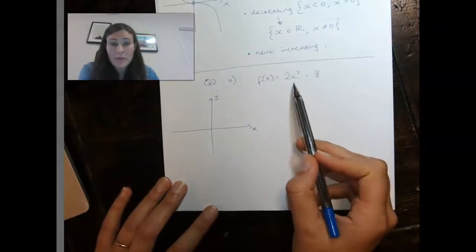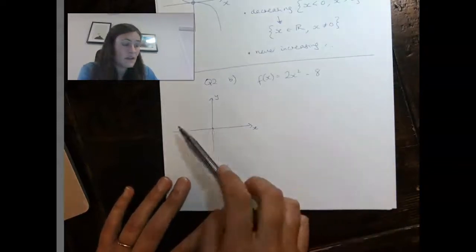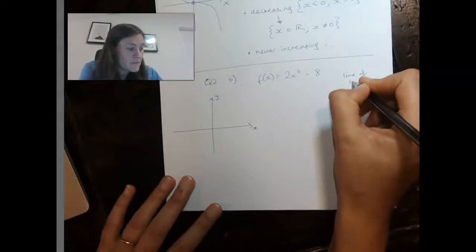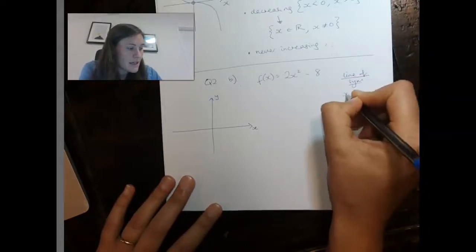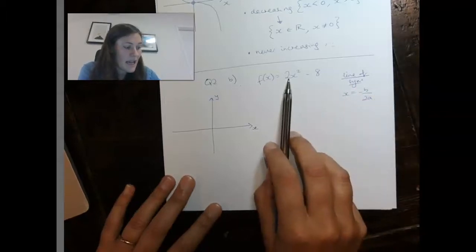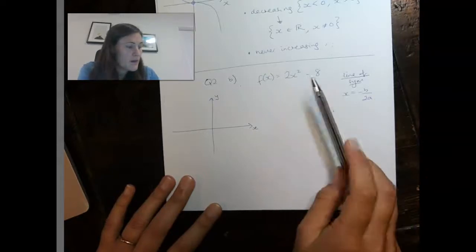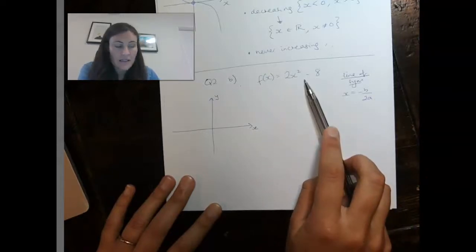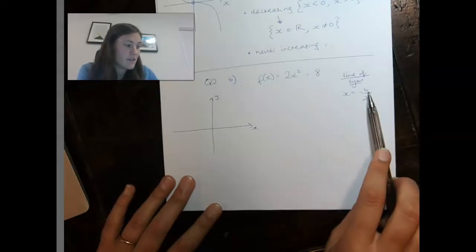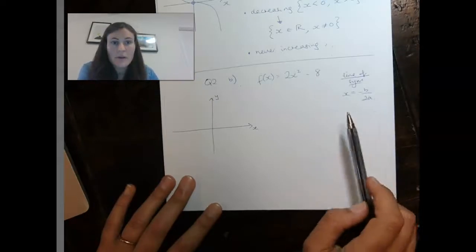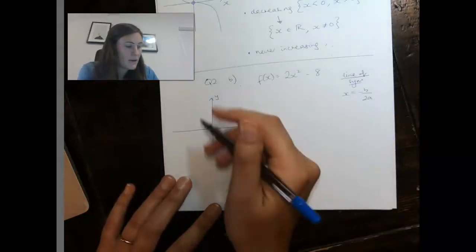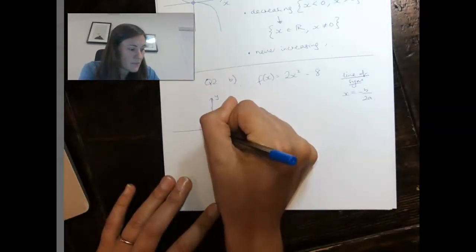Okay, I could think about the roots. I find it easiest to know where the line of symmetry is. So the equation for the line of symmetry is x equals minus b over 2a. Now here, a is 2, b is 0 because we have no x term, and c is minus 8. So I've got minus 0 over 4, but it doesn't matter. If b is 0, then the line of symmetry is 0.